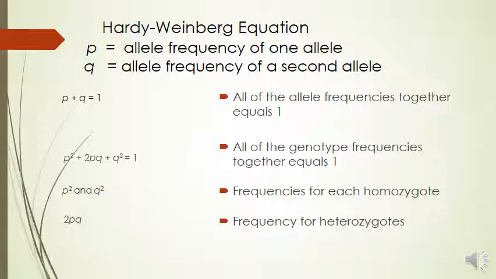Please look at this equation. P is equal to the allele frequency of one allele. Q is equal to the allele frequency of the second allele. P plus Q equals 1. All of the allele frequencies together equals 1. P squared plus 2PQ plus Q squared equals 1. All of the genotype frequencies together equals 1. P squared plus Q squared is the frequencies for each homozygote, and 2PQ is the frequency for heterozygotes.